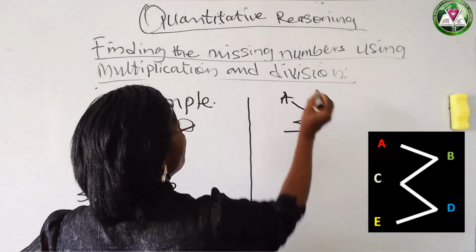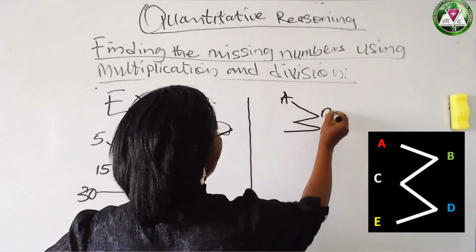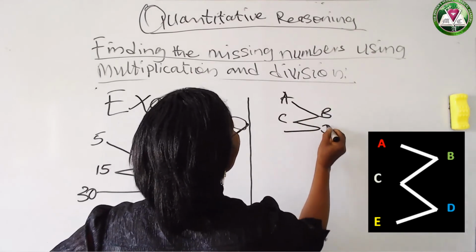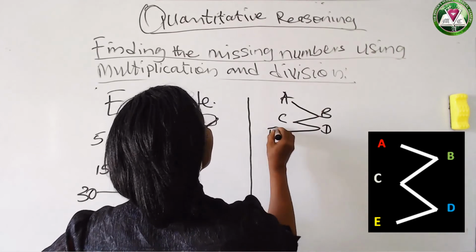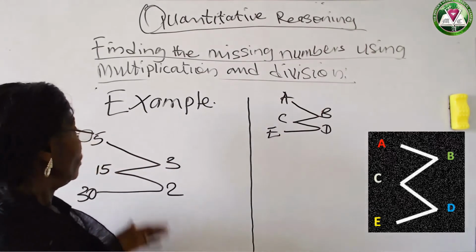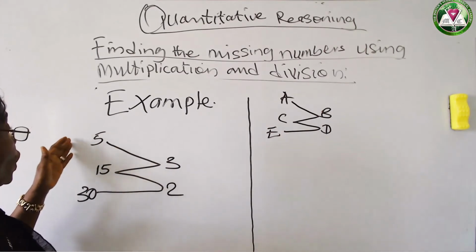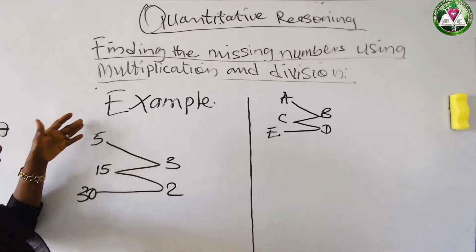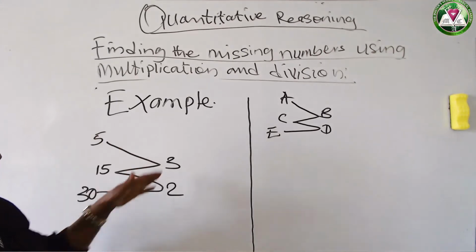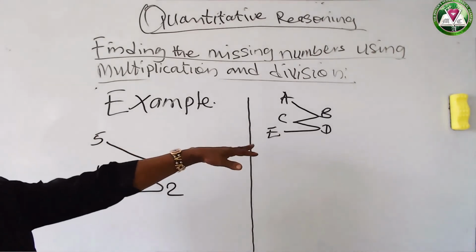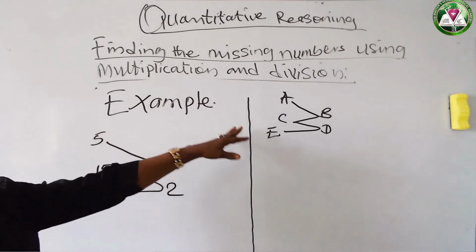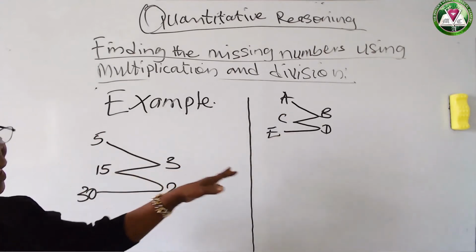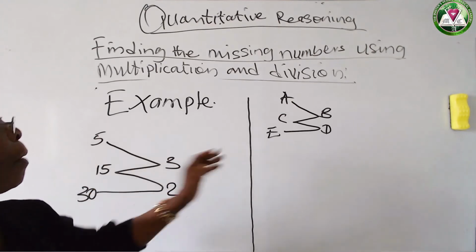A, B, C, D, E. Watch the figure. Look at the numbers. Then look at the alphabets, which you need to use to substitute or replace these numbers.